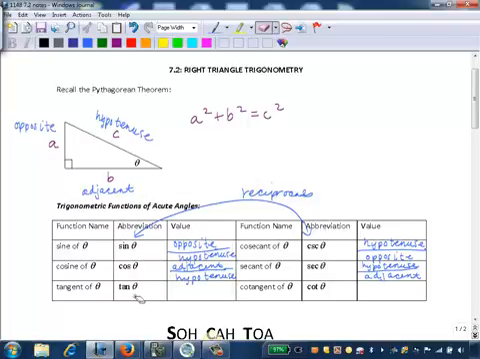And then the third one here is tangent of theta. Tangent is the ratio of the opposite side of the acute angle to the adjacent. So then cotangent is the reciprocal of tangent. So the reciprocal of this would be adjacent over opposite.